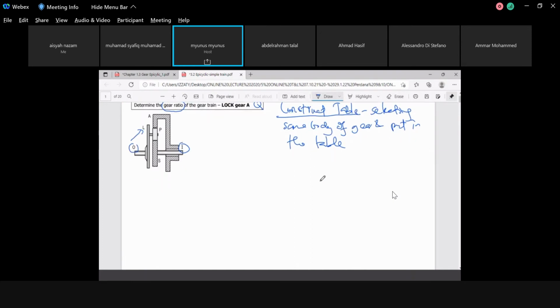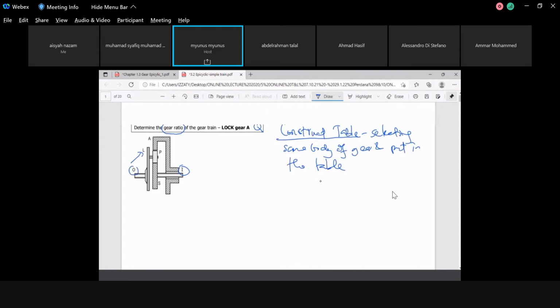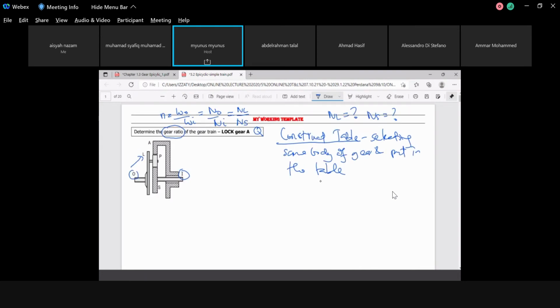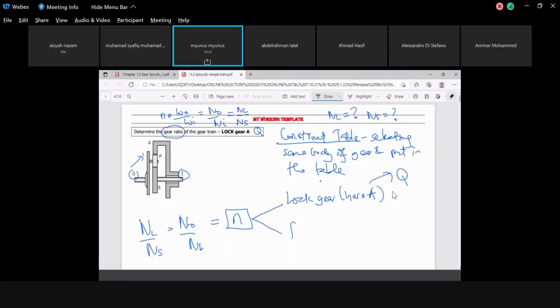Okay, now I'm going to select here. Before that, to define N just now, you have two definitions, isn't it? This one is N O by N I equal to N L by N S, gear ratio. So you can lock the gear. Here we lock A. Who says? The equation says. Or you can free the gear.